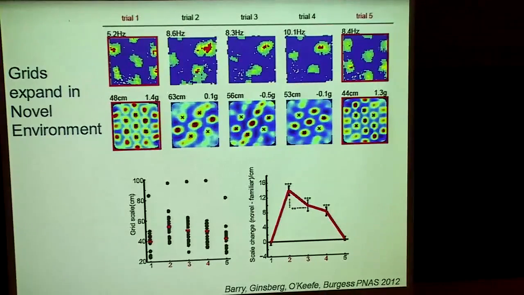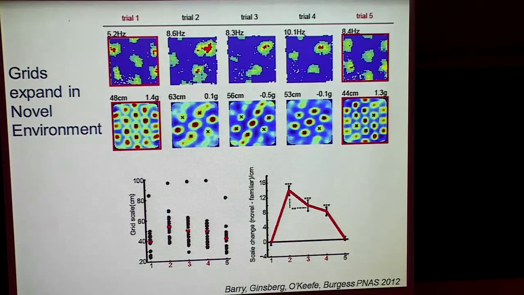So one of the nicest ones is this observation by Caswell Barry, that if you record from the grids in a familiar environment, then what you get is what the Mosers have always reported, that the grids are stable and the actual scale of the grid stays stable across trials. But if you place the animal in between these recordings into a novel environment, which is a similarly shaped box but with different colors and smells and things like that, it produces a very profound effect on the grid structure. First of all, the grids become a little bit messier, but most importantly, the scale increases.